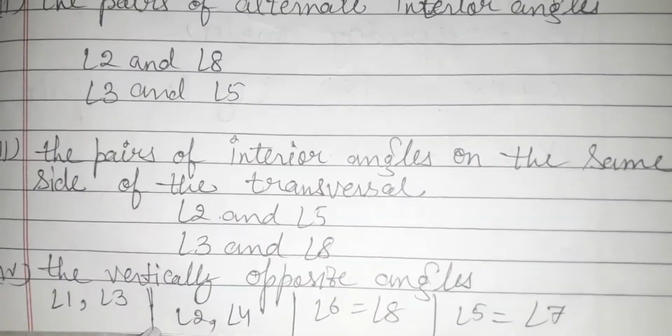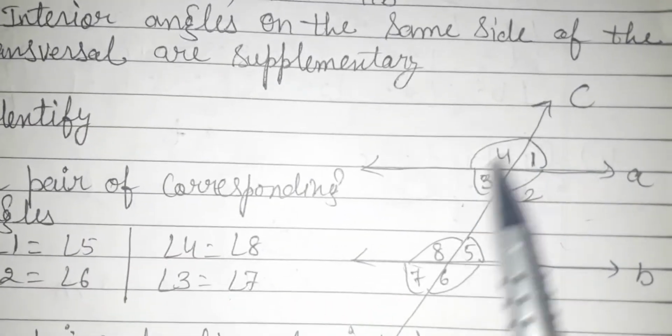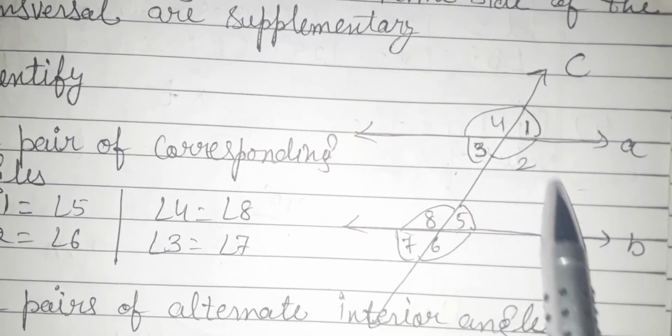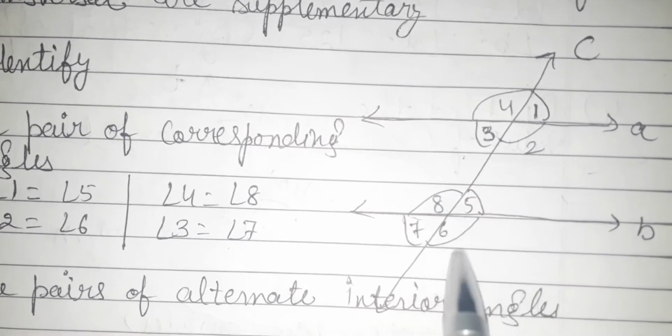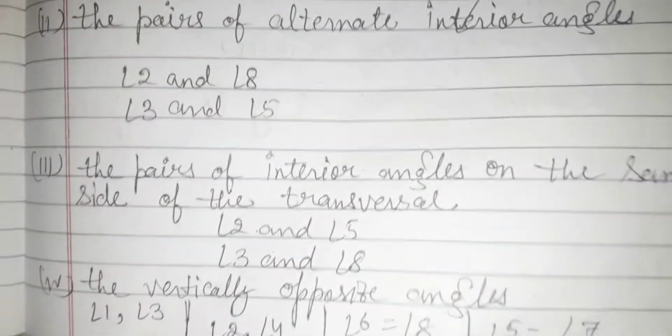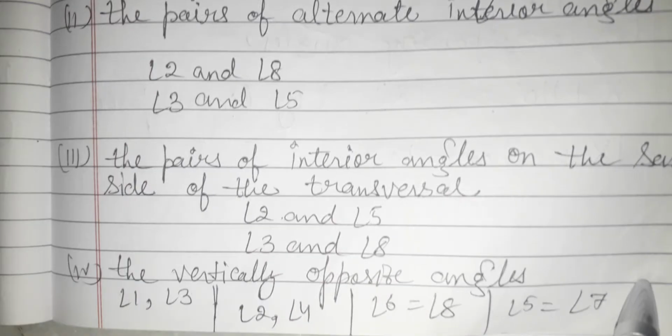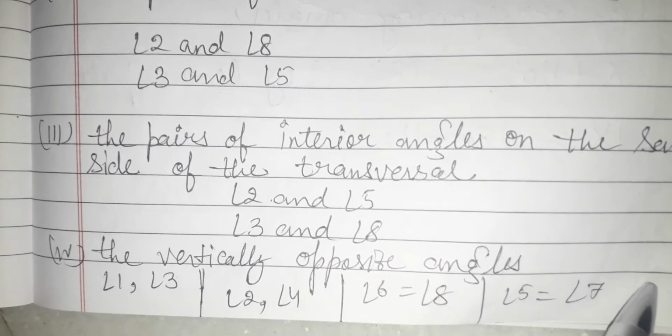Okay, last is the vertically opposite angles. In this part you have to find the vertically opposite angles. Look at the figure. Angle 1 and angle 3 are vertically opposite angles, 2 and 4 are vertically opposite angles, 8 and 6 are vertically opposite angles, and 5 and 7 are vertically opposite angles. So I am writing here the answer: angle 1, angle 3, angle 2 and angle 4, angle 6 and angle 8, angle 5 and angle 7.